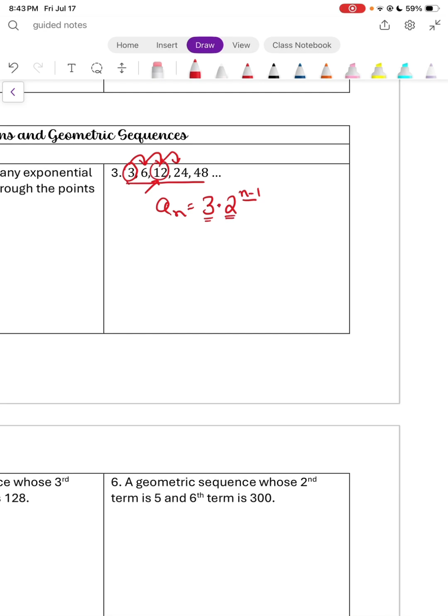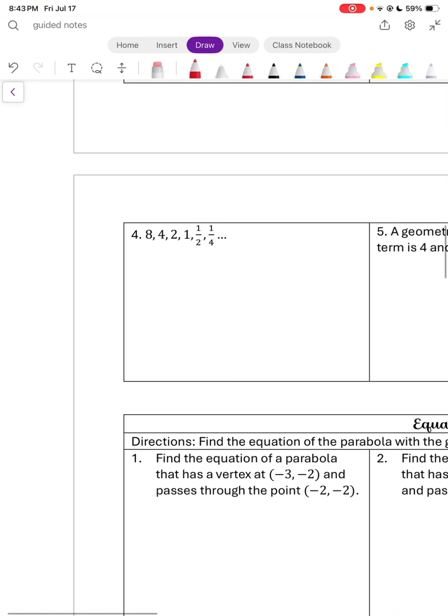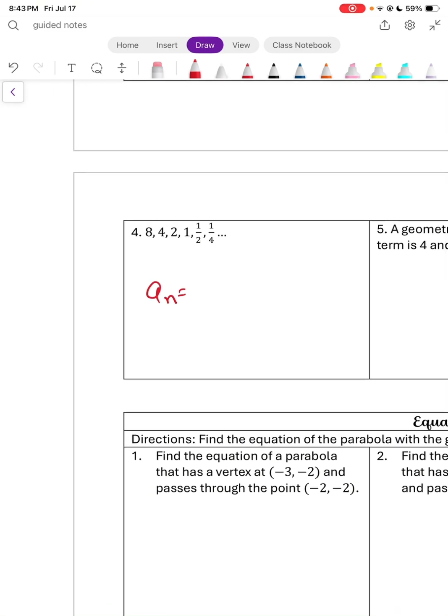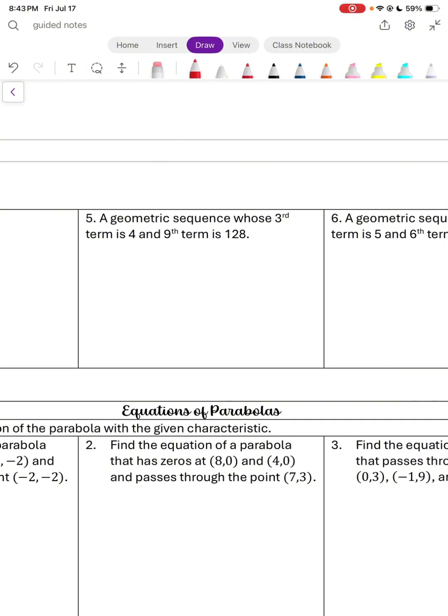You're going to multiply by 2, then you're going to multiply by 2 again. Well, how do you get to the fifth term? You'll multiply by 2 4 times. So that's pretty simple now to find these equations. Like here, a sub n will equal, you're going to start with 8, and notice you're halving it each time. So your common ratio is going to be 1/2 to the n minus 1 power. That's it. Number 5 gives you a third term and a ninth term.